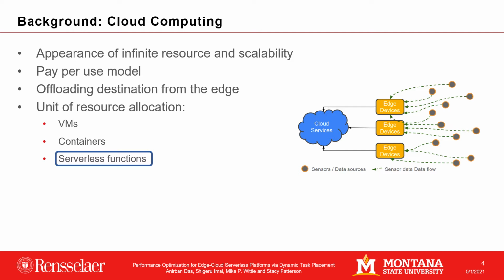Now, there can be different types of resource or units of resource allocation in the cloud, such as VMs in traditional infrastructure as a service scenarios, containers, and serverless functions. In this study, we would use serverless functions for running compute on the public cloud.